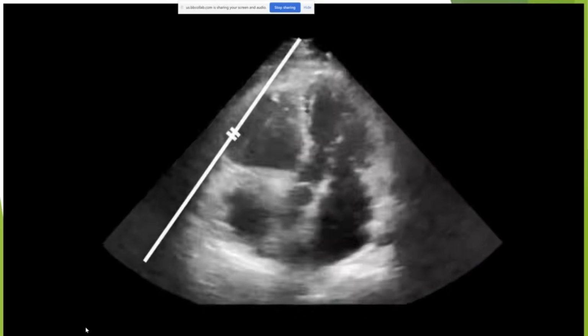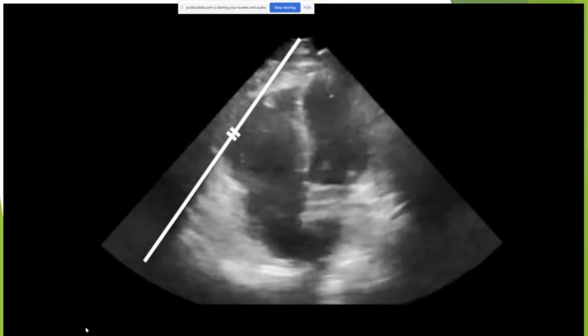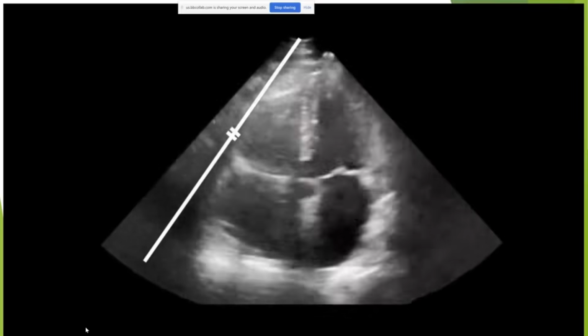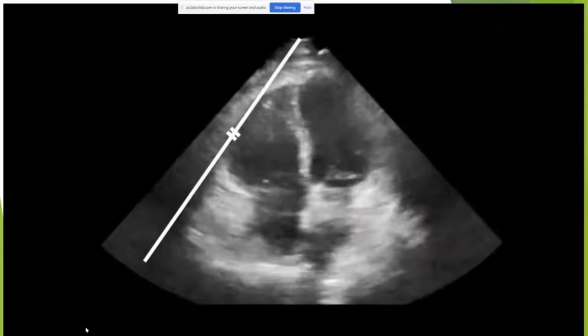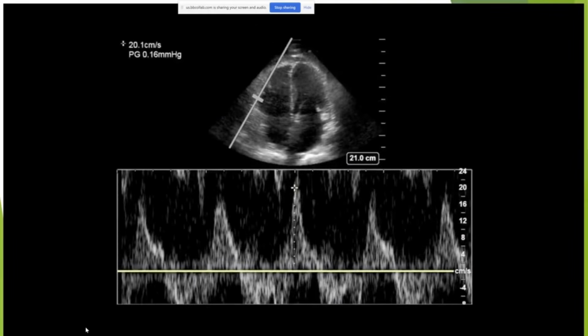So it's the same thing, and you want your gate a little bit more apical than what you do with the TAPSE. The TAPSE is basically right on the tricuspid annulus, but you want this to be a little closer to the apex. And you're going to get this waveform, which is starting to look a little familiar, right? This is a similar looking waveform to the E to A. The E to A is actually down here off the screen.